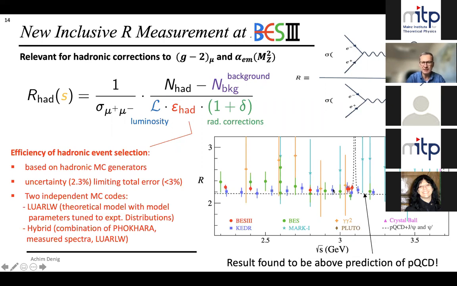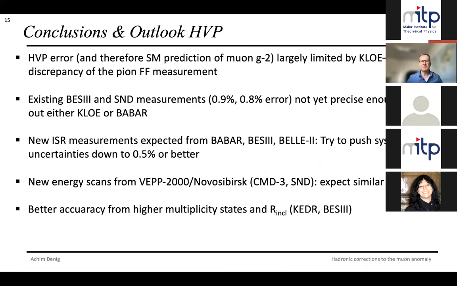Here in red, you see the new BESIII data. And surprisingly, we find a systematic deviation from perturbative QCD and also from a previous scan experiment up to some extent. And we will see what will be the impact of this new data on the running of the electromagnetic fine structure constant. Okay, so let me conclude for the first part, actually the main part of my talk, which is the hadronic vacuum polarization.